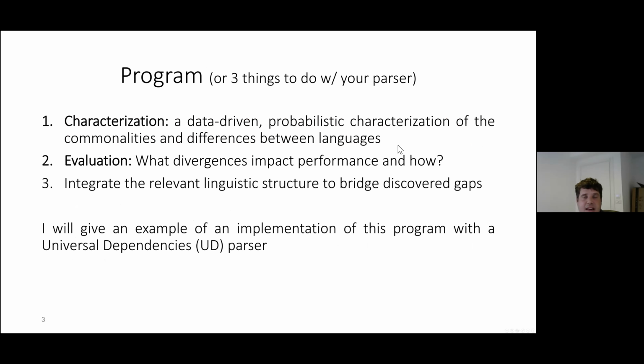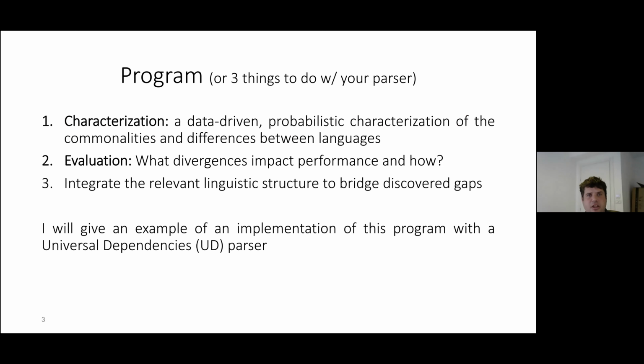So basically, our program consists of 3 stages. The first one, characterization. We want to use, in our case, a parser. We use the universal dependencies parser in order to characterize the differences between the source and the target language, and to find out where they diverge and where they use similar syntax, but also to do it in a probabilistic way. So we'll get a distribution over what types of constructions in one language correspond to constructions in the other language.